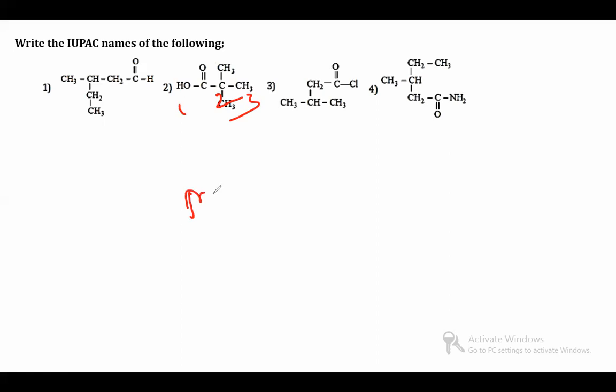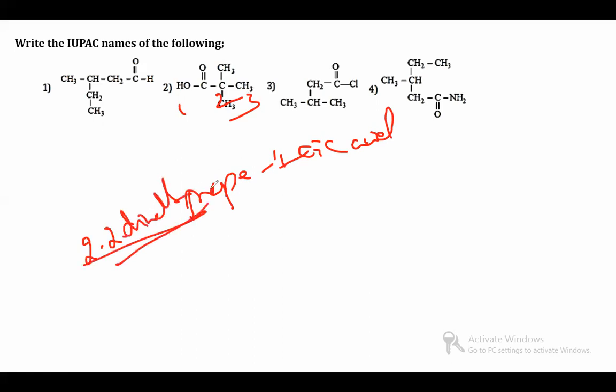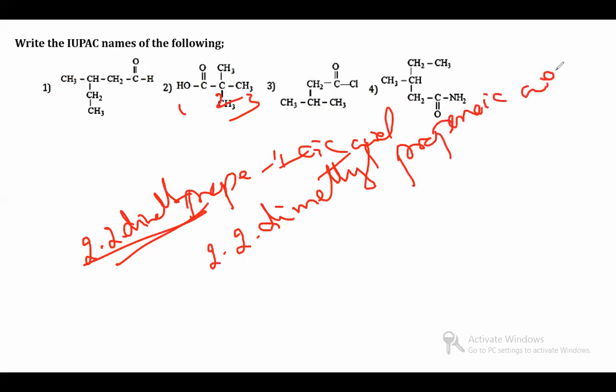So 3 is propane. Propanoic acid. And the 2 methyl groups will be present on the second carbon. 2, 2 dimethyl propanoic acid. Okay. So that is the IUPAC nomenclature of the second one.